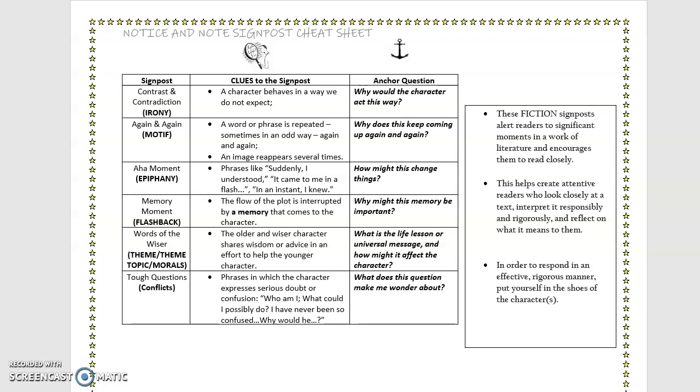Hello everyone. Today you're going to be taking a look at a review refresher of the Notice and Note signpost cheat sheet that I've created for you. You may remember talking about this last year or in middle school. The signposts are things that we look for in our reading to bring us to that deeper level of understanding.